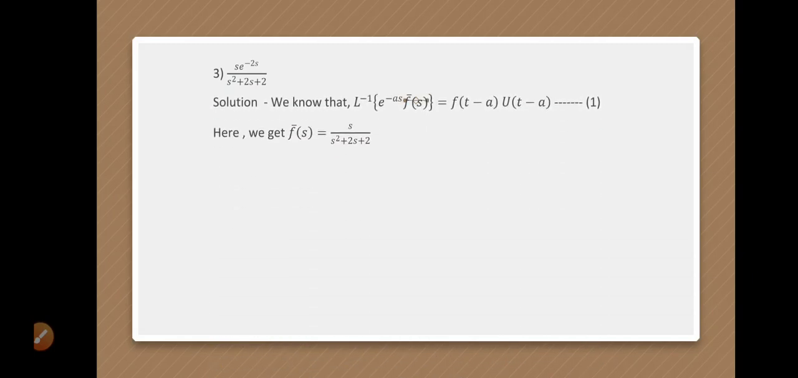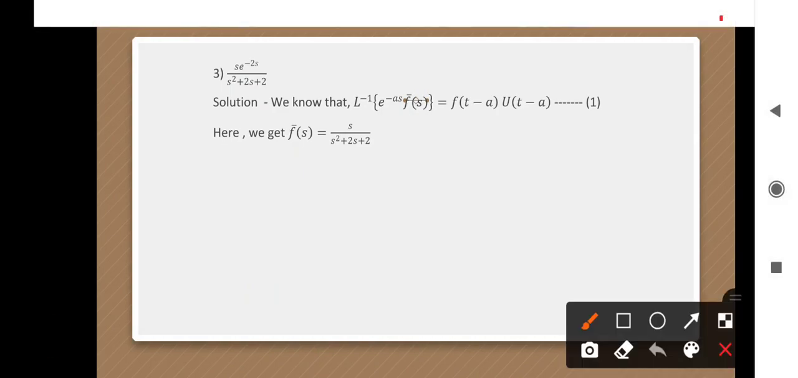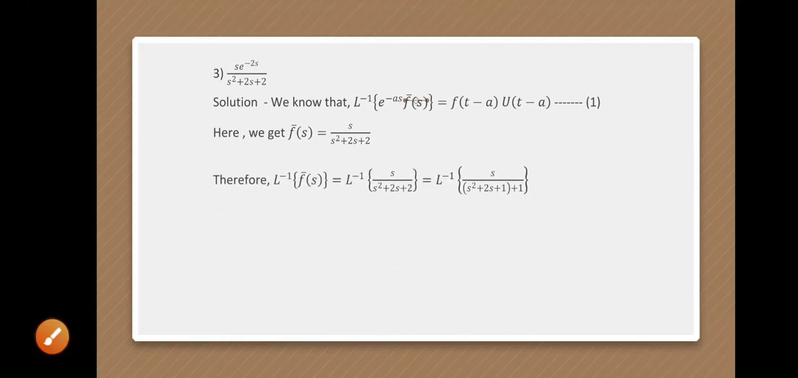Now one more similar example. s into e raised to minus 2s. Comparing with the standard form, we get here a equal to 2 and f bar of s is equal to s upon s square plus 2s plus 2. Now concentrate on the denominator. Denominator is containing both quadratic and linear term connected by plus sign. So obviously you have to first write the denominator in square form so that you can easily take its inverse LT. So taking inverse LT, we get this step.